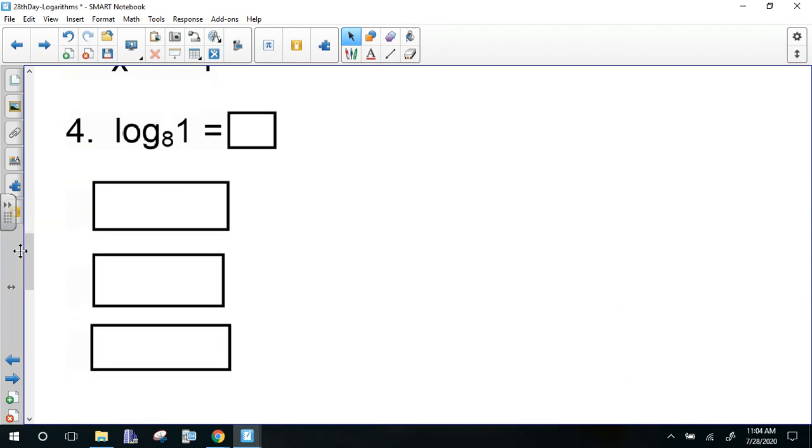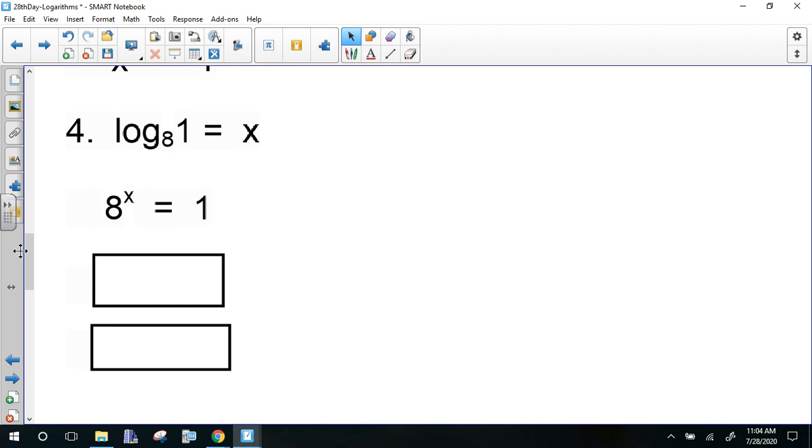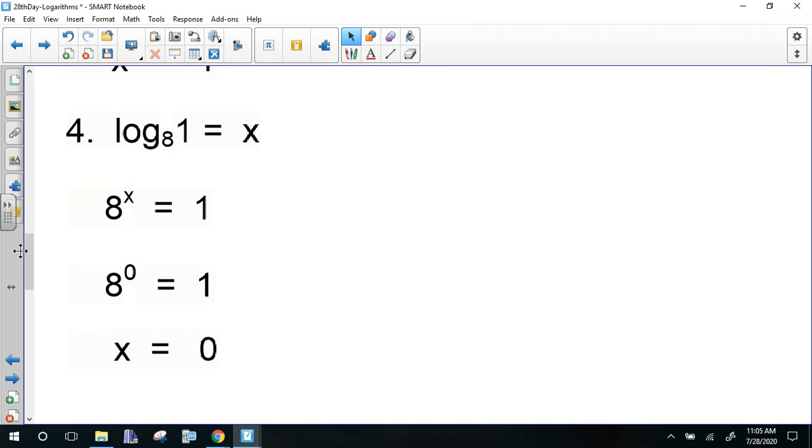Next one, set it equal to x. I'll have exponent form of 8 to the x power equals 1. Any number raised to the 0 power equals 1. So when you have it equal to 1, you know x is going to be 0.